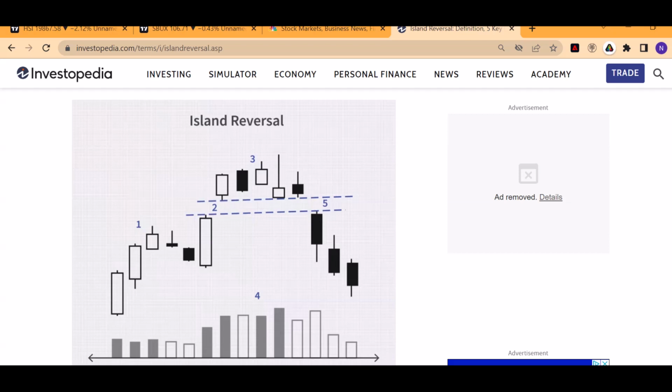It's very simple. The last day gaps up and the next day gaps down, so you have a clear line in this gap. That is just an island pattern.